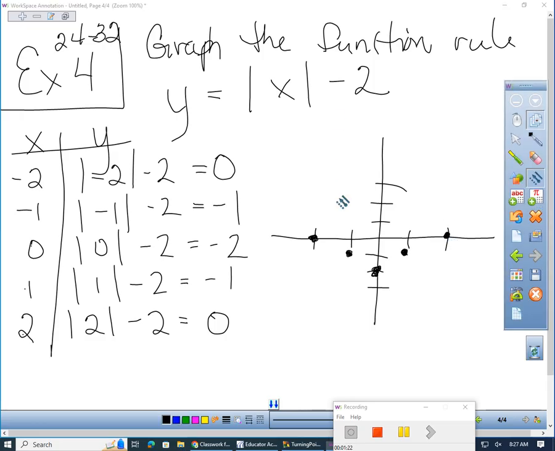If I go ahead and connect my dots, it should make a V, just like Ashton said. Okay, so if it has an absolute value of x in it, that's what it should be doing. All right, let's try this one.